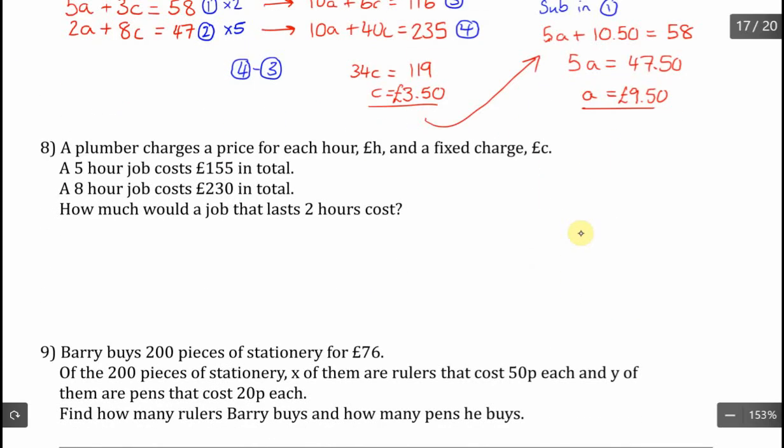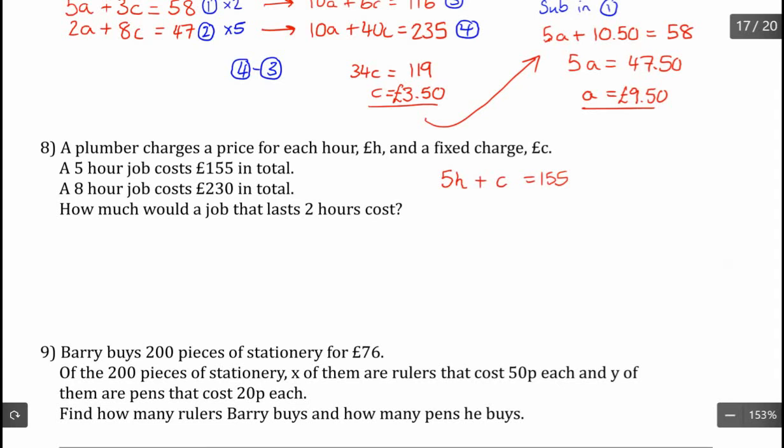Okay, number 8. A plumber charges a price per hour and a fixed charge, C, and they've given us what we should call the variables here. So a 5-hour job costs £155 in total. So 5 times the number of hours plus the fixed charge, which is always just going to be 1C on its own, is 155.